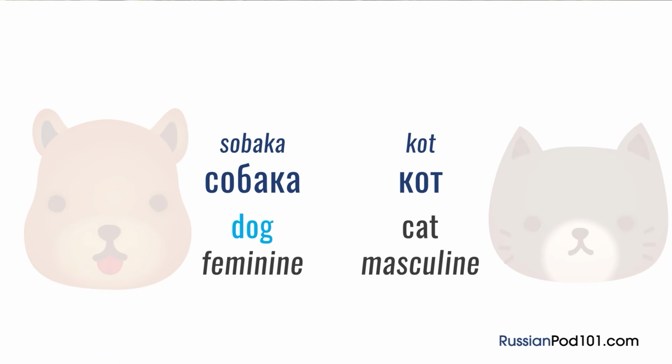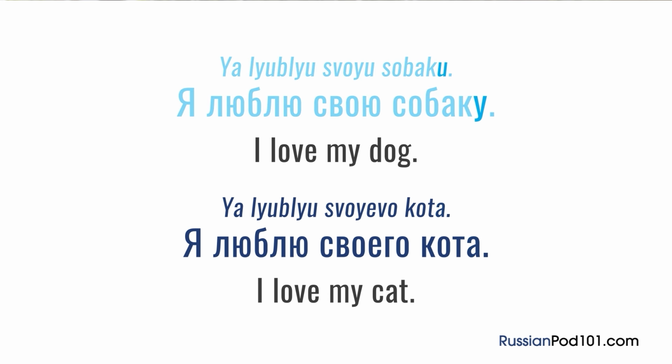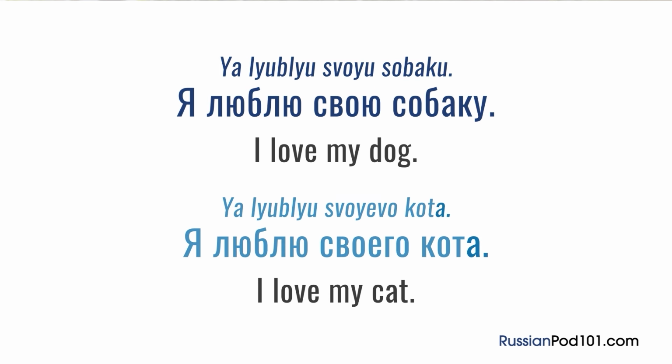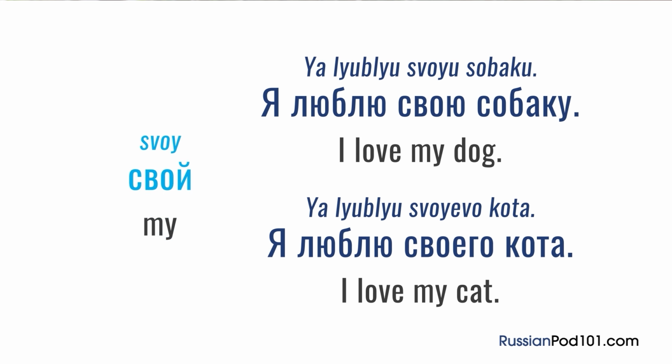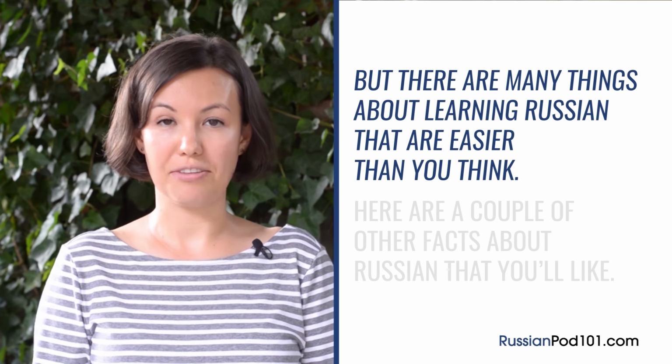For example, the word dog is feminine, собака, and the word cat is masculine, кот. If you want to say, I love my dog and I love my cat, you'll have to use different endings for the nouns. Я люблю свою собаку, but я люблю своего кота, respectively. You can see that even the pronoun my, свой, will change for these sentences because of the animals' genders. But there are many things about learning Russian that are easier than you think.